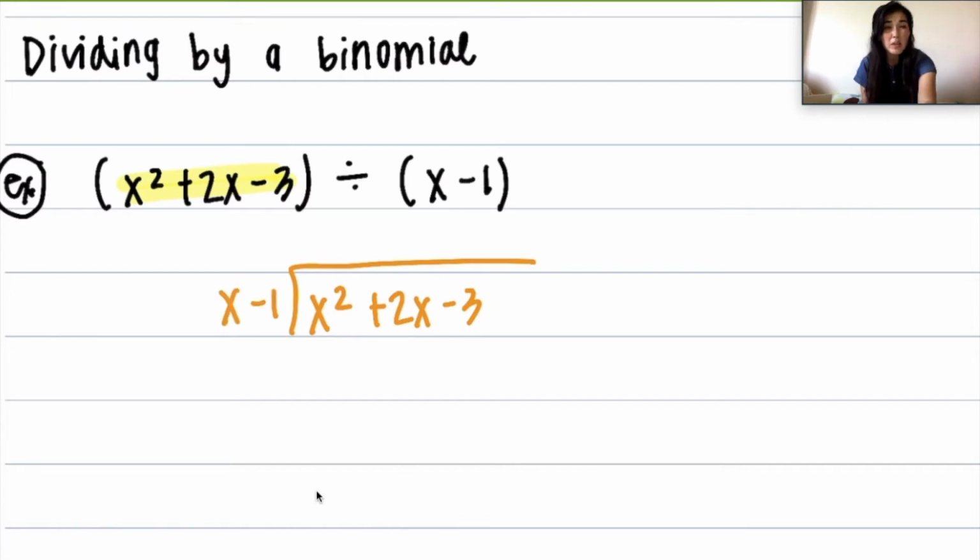All right, now what you might be thinking is I'm not quite sure how to divide x minus 1 into this whole thing. And don't worry about that because that's not what I'm going to have you focus on. You are actually going to focus only on the first term.